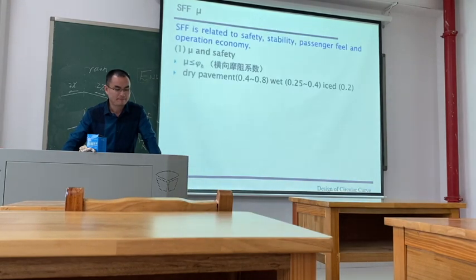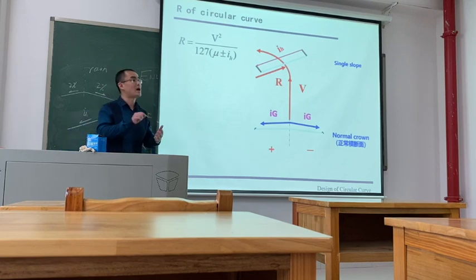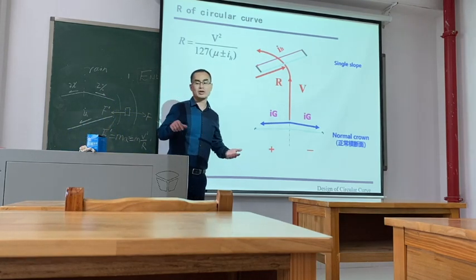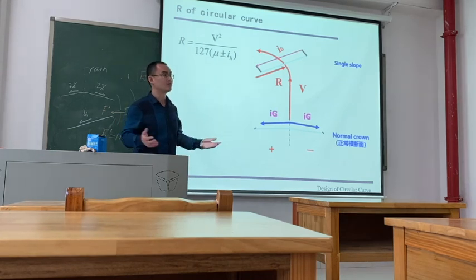Which formula? Use this formula when R is known, V is known, mu is known. So you can calculate IH. Understand? R is known, V is known, mu is known, so we can get IH. IH is unknown, but we can get IH because V, mu, and R are known. Understand?